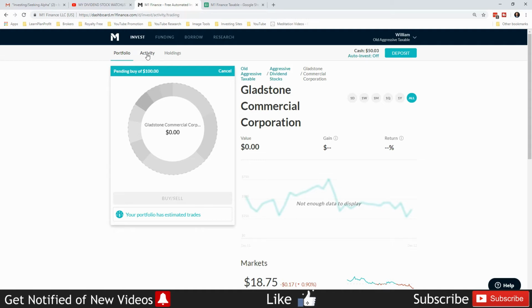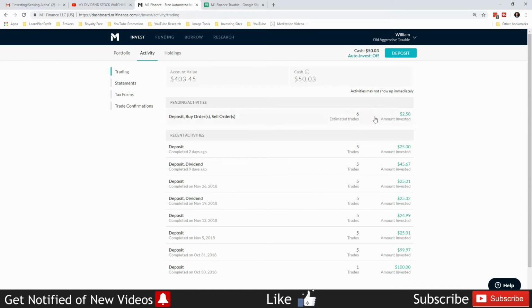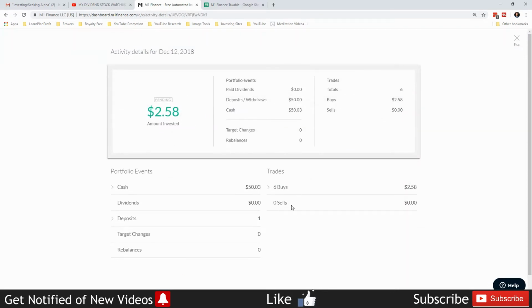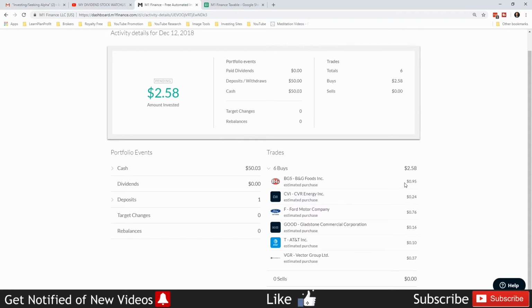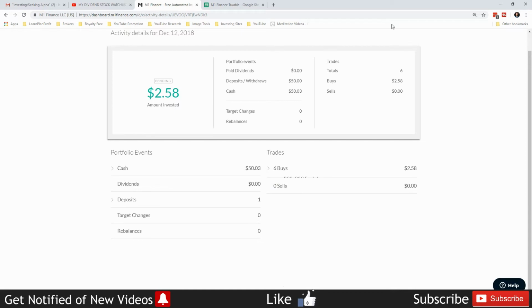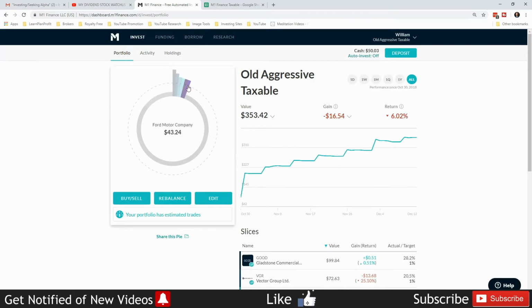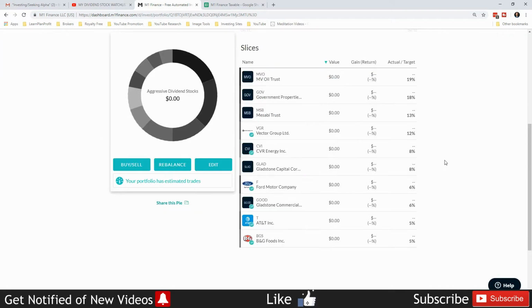What it does is it doesn't actually sell. You can see my total amount invested tomorrow with these 6 trades is $2.58. It says I have buy orders and sell orders. I don't have any. There's going to be 0 sells. So that's awesome. It's just going to move it, and it's going to purchase the difference that I chose to buy. So it's going to purchase 95 cents more of BGS, 24 cents more of CVR, et cetera. So this should do the trick, and it should move all of these into this aggressive dividend stock portfolio, or pie, which is where it belongs.